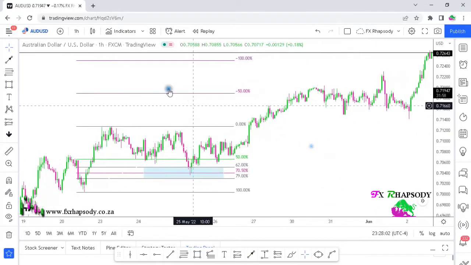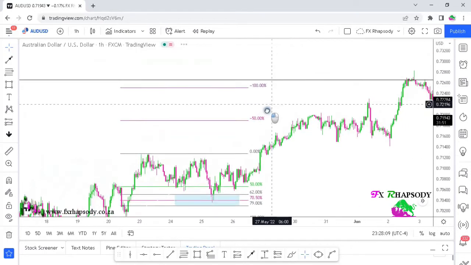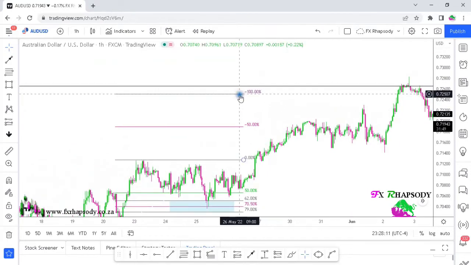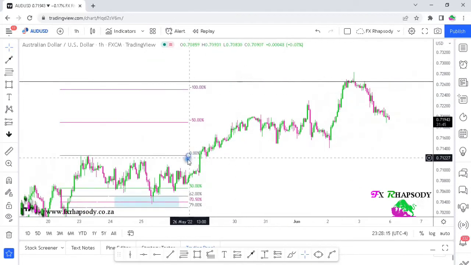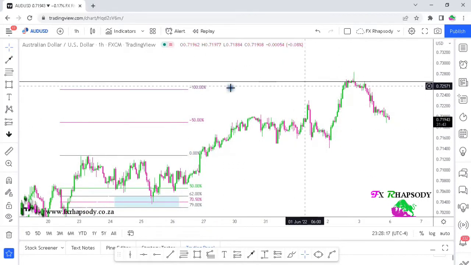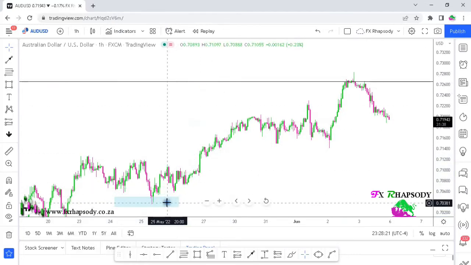Then price came all the way up to the negative 50% area, and I still said, if you look at this high over here at the 100%, I'm pretty sure price is just going to go and tap it out. And that is exactly what price did. Price rallied up and went onto our third area, or target area.